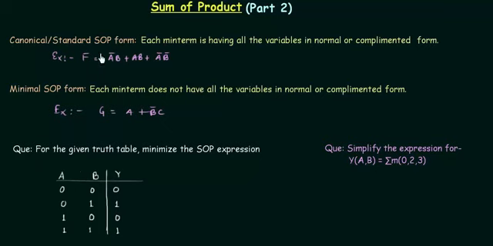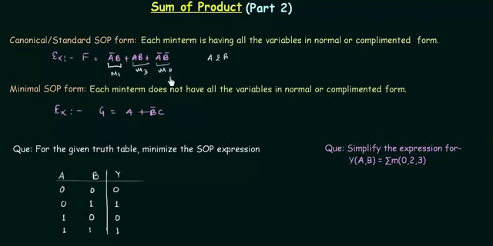In canonical or standard SOP form, each minterm has all the variables in normal or complemented form. So if I see this example, the function is f and there are three minterms. The first is a complement b, the second is ab, the third is a complement b complement, and in total we have two variables, a and b, and you can see that this one is minterm 1, this is minterm 3, and this one is minterm 0.